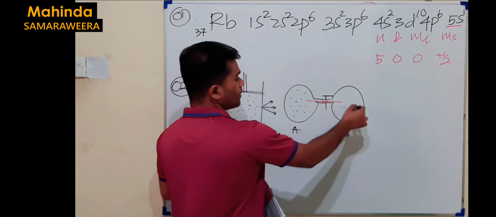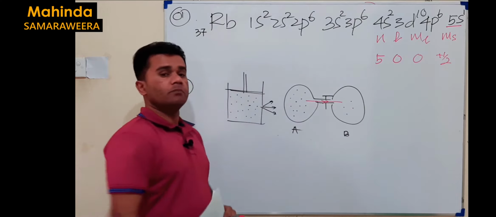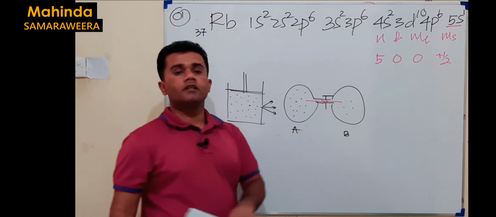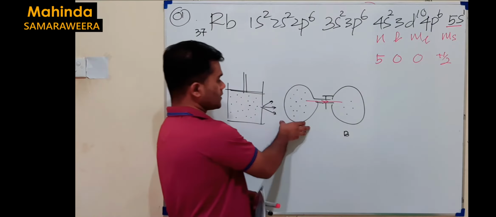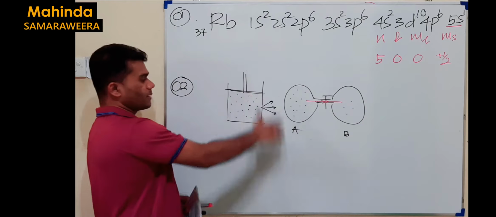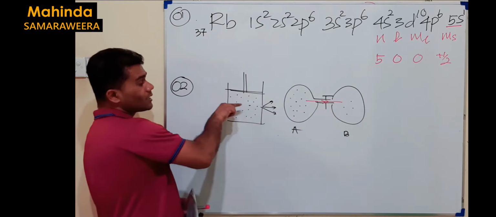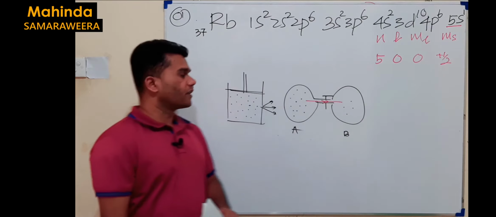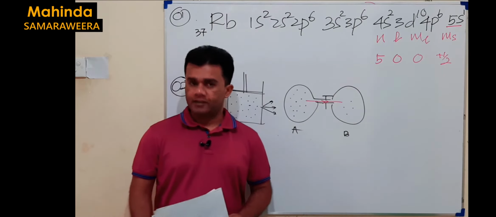So after some time you see the gas molecules in bulb B increase. That process is called diffusion: from a high concentration area to a low concentration area. Effusion is simply the escape of gas molecules through a tiny hole. So effusion and diffusion both have the same factors.